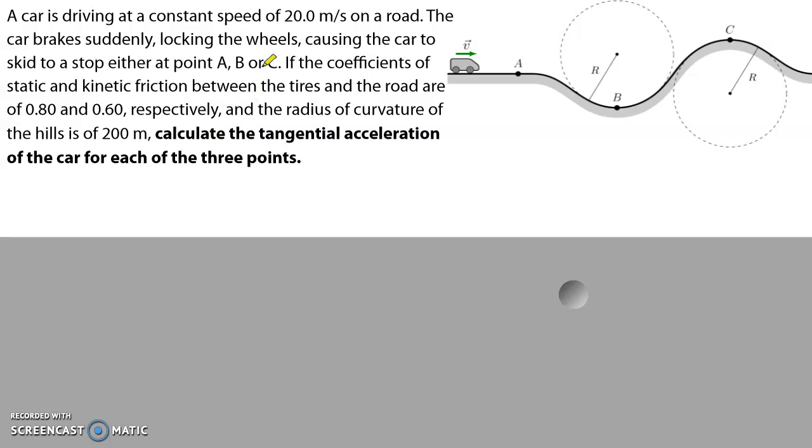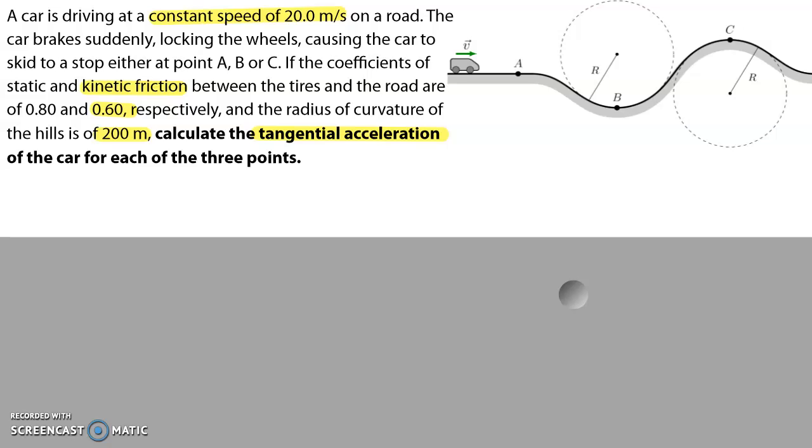So we can extract the meaningful information from this. First, the fact that it's going at a constant speed of 20 meters per second will come in handy. Also, we have to decide between static or kinetic friction. Because we know that the wheels are locked, this car will actually be sliding, so we have to deal with kinetic friction, which is good news because that's a little bit easier. And finally, we know that the radius of curvature of the hill is 200 meters. In opposition to the previous question, the quantity we're looking for this time will be the tangential acceleration.